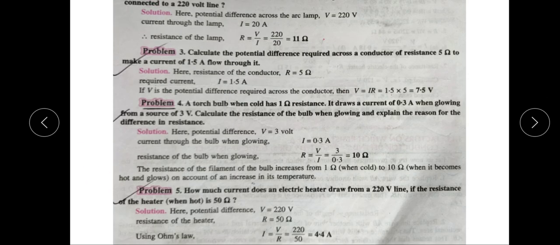The last problem in this section, a simple problem. Okay, how much current does an electric heater draw from a 220 volt line if the resistance of the heater is 50 ohm? Okay, listen, we will move on to the given data. Potential difference V is equal to 220 volt and the resistance R is equal to 50 ohm. Using Ohm's law, I is equal to V by R, that is equal to 220 by 50, which is equal to 4.4 ampere. Okay.